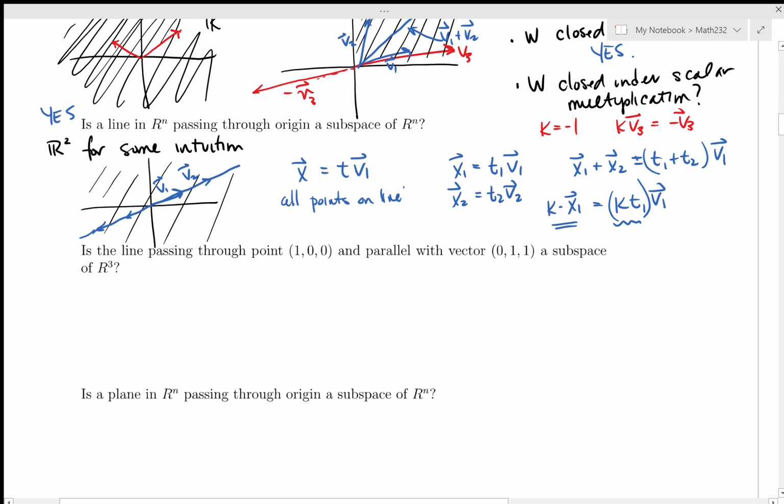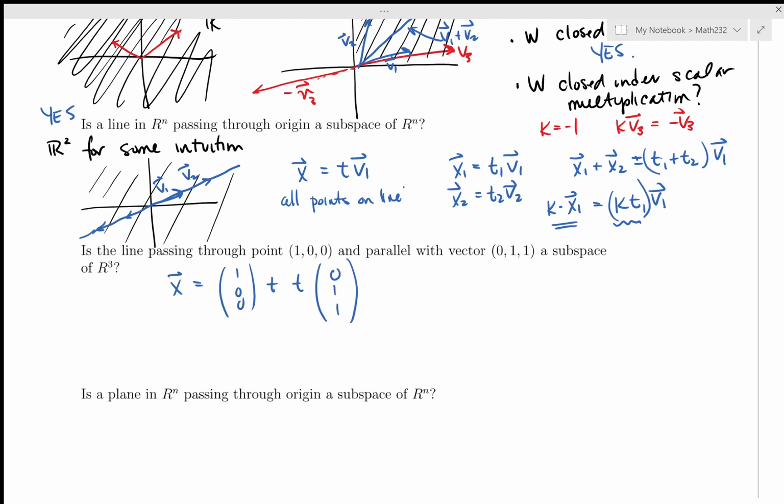Okay, is a line passing through the point 1, 0, 0 and parallel with the vector 0, 1, 1 a subspace of R3? Okay, so let us take a look at what this line looks like. This line passing through the point, here it is, here's a line. It's passing through the point 1, 0, 0, and it is parallel with the vector 0, 1, 1. So that's the expression of all of the points on that line.